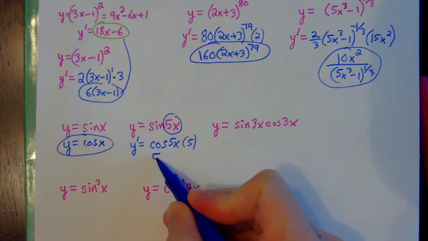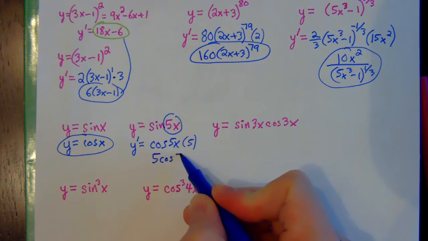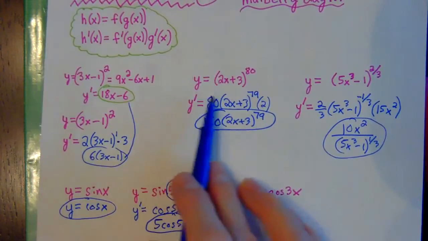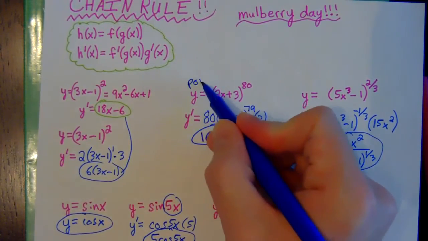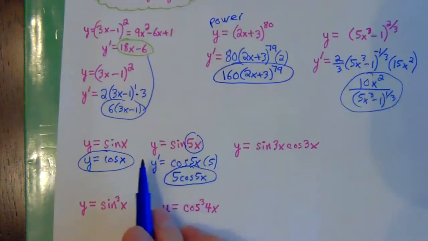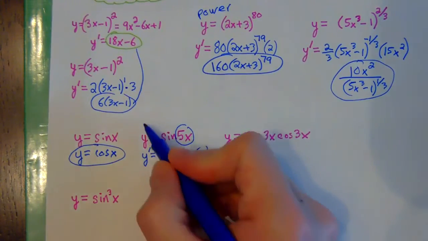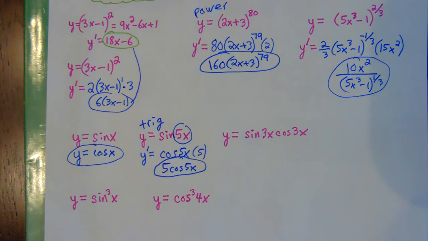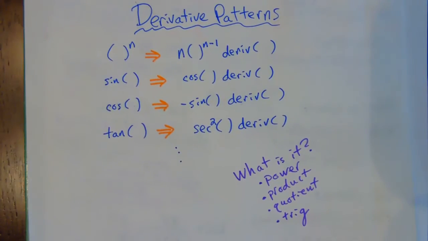And so the 5 is out in front. So you have 5 cosine of 5x. And so what these are, these were powers right here. This was a power. This other one was a power. If I said, what is this? Is this a power? This is a trig function because it's the sine of something right away. And so you go straight to your trig pattern. And these are the other patterns that we're referring to.